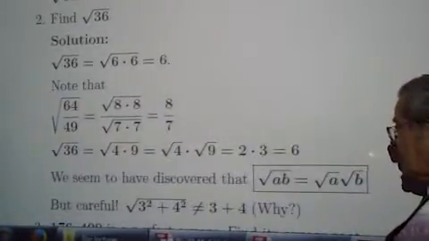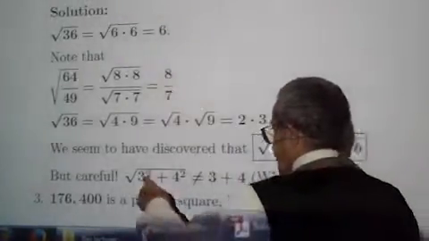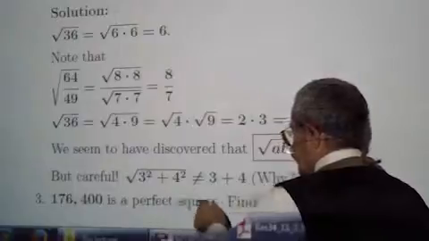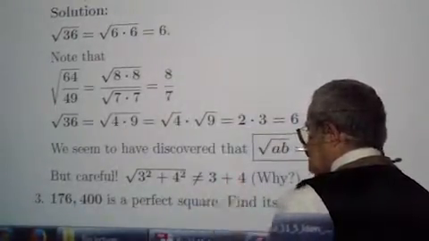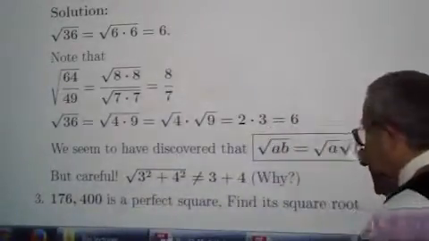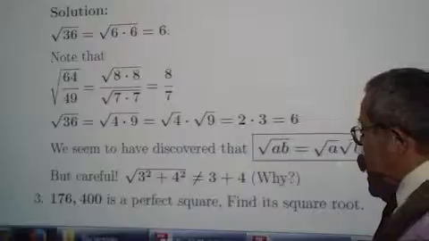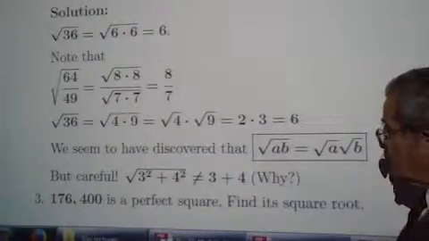As I said, be careful. Why do you think the square root of this pair plus that pair is not a single 3, a single 4? This side is 7. What is that side? If you said 5, you would be correct.